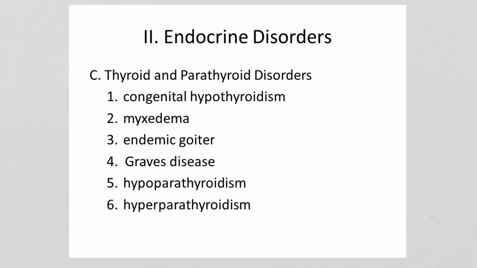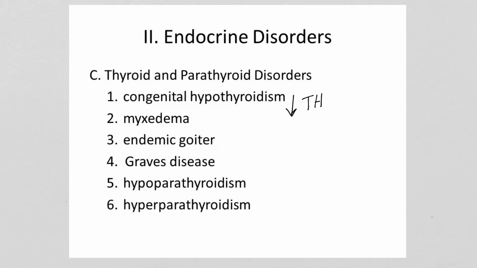The first two disorders on this list are congenital hypothyroidism and myxedema. These are both due to a decrease or a hyposecretion of thyroid hormone. Congenital hypothyroidism occurs from birth, and myxedema would be in adults. And myxedema would be a prolonged hyposecretion of thyroid hormone.